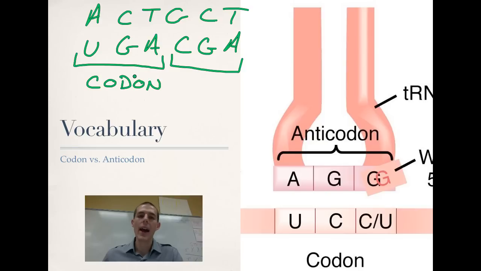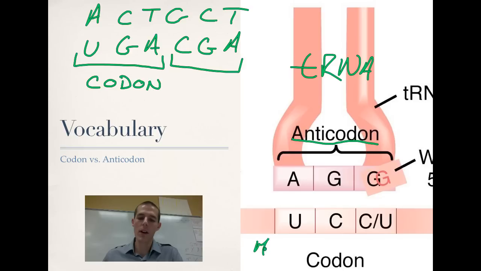Now, as this process of translation is happening, tRNA is going to be coming in and matching up with these codons. tRNA, this is part of tRNA right here, has a little end on it that's kind of like a plug. That plug has a set of 3 bases called the anticodon. The anticodon matches up with the codon.